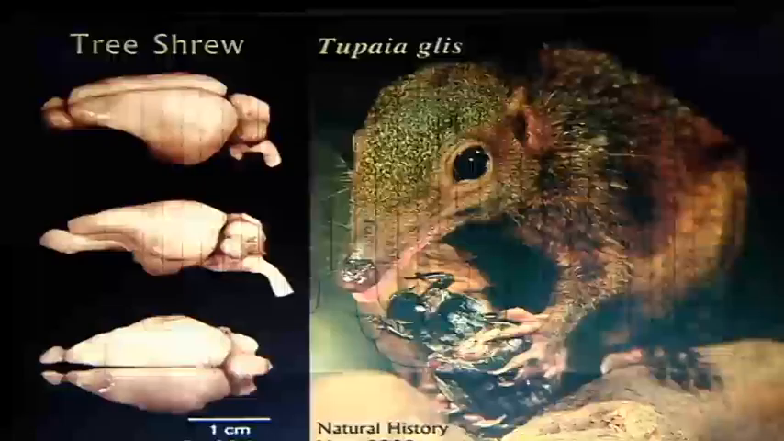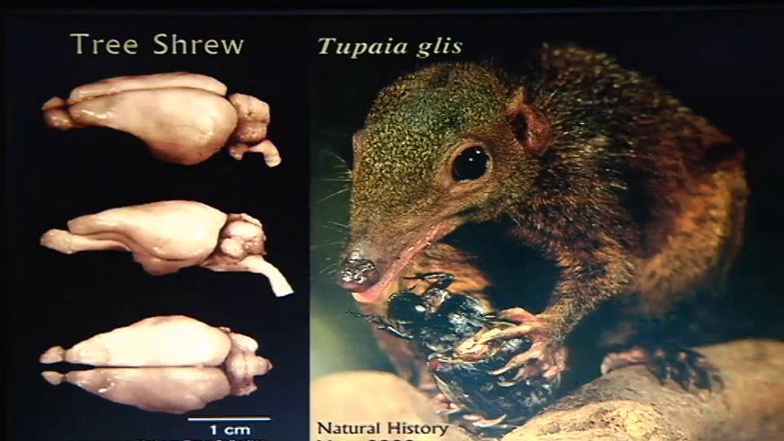And here's a tree shrew, and you can see why immediately some people say, that's not a primate. It doesn't look very much like a primate. But it has big eyes and a well-developed visual system, and that's what fooled Le Gros Clark. But they're close relatives, so they might share some things with primates.